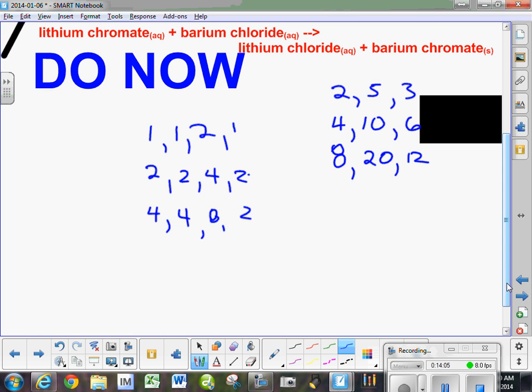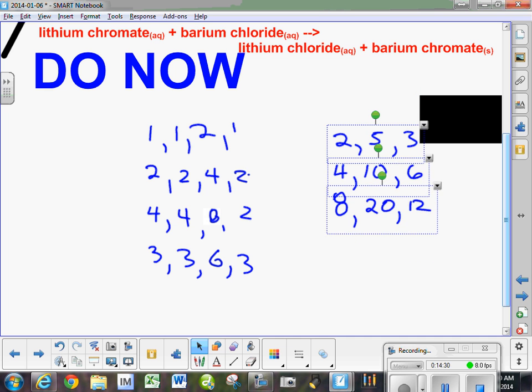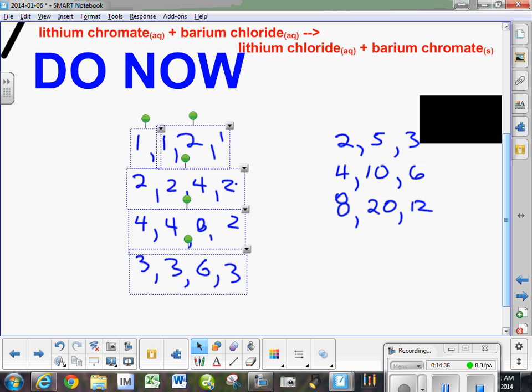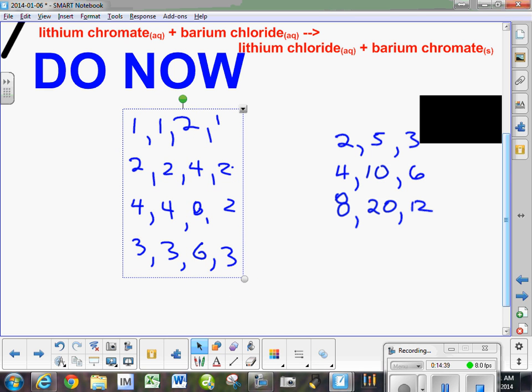And what if I multiplied this guy by 3? 3, 3, 3 times 2, 6 and 3. Multiply everything by 3. That would be another sucker play. Okay? They're all the same ratio. But these guys are good over here, and these guys are good over here. They're all correctly balanced, but only one is the correct answer, and that's the first one. Okay?